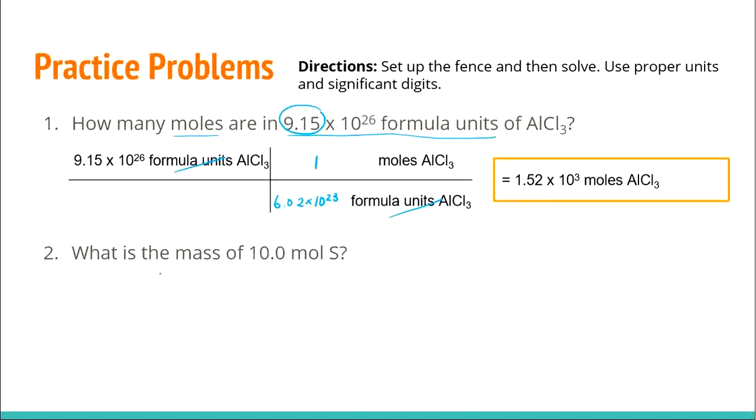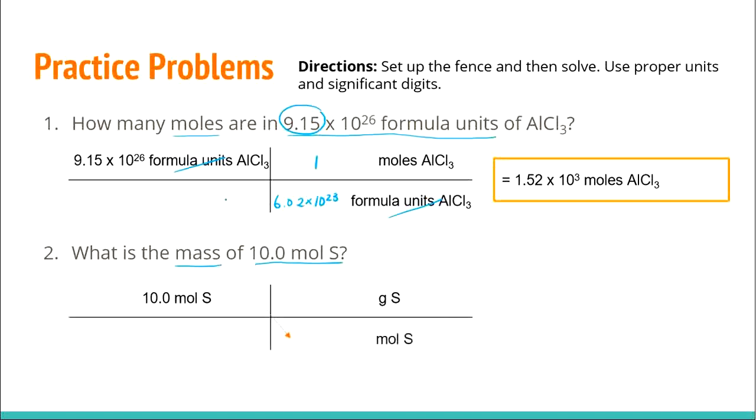Okay, so the next question, what is the mass of 10.0 moles of sulfur? So again, think about what you're given, moles, and they want mass. Remember the unit for mass is grams. So given moles, we're trying to find grams. We're going to replace that arrow using the fence, and then what do you do next? You copy down the unit, so we bring down moles.